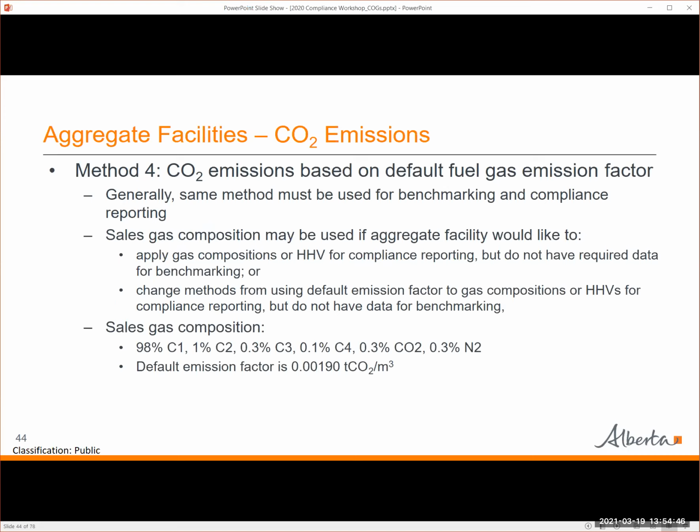Again, a little bit on the use of default gas emissions factors. Just as I was saying, we're looking for consistency between benchmark and compliance reporting generally. But we have recognized that there are some situations where we may have a gap in available data. So we've given some options for filling that gap. For example, if people would like to use a multiple fuel stream approach in their compliance reporting, but do not have the data to do that historically for setting a 2019 benchmark, we have made available sales gas composition, which can be used for benchmarking in that case. That's a default emissions factor that's also made available in the AQM.